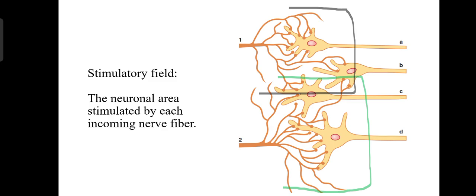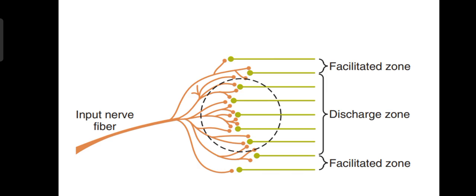This neuronal area that is stimulated by this nerve fiber is called the stimulatory field of neuron 2. And this is the stimulatory field of neuron 1. Each stimulatory field for a nerve fiber has different zones. For example, in the center, because of the highest number of synapses, reaching threshold, it's called the discharge zone. Whereas on the periphery, because of less excitation, it's called the facilitated zone.